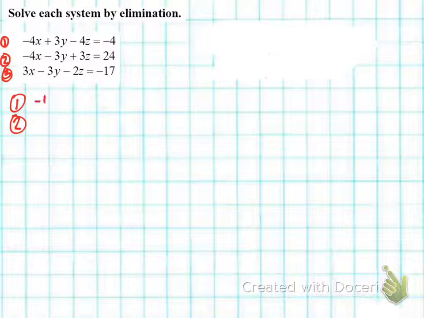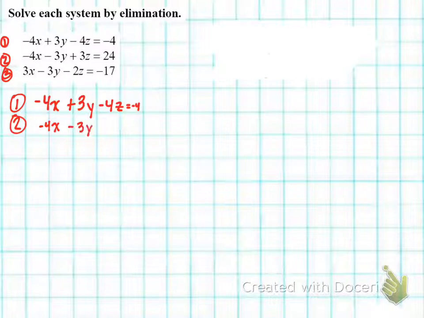So we got negative 4x plus 3y minus 4z is equal to negative 4. Equation 2 is negative 4x minus 3y plus 3z is equal to 24. Okay, so I'm focusing on my y's right now.